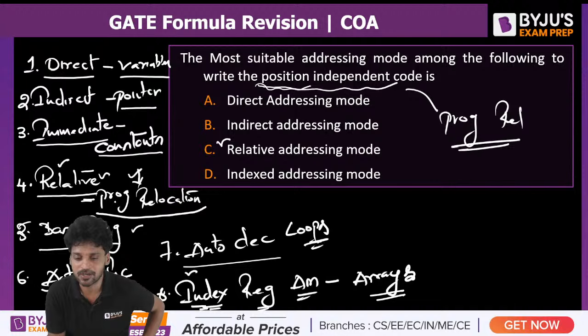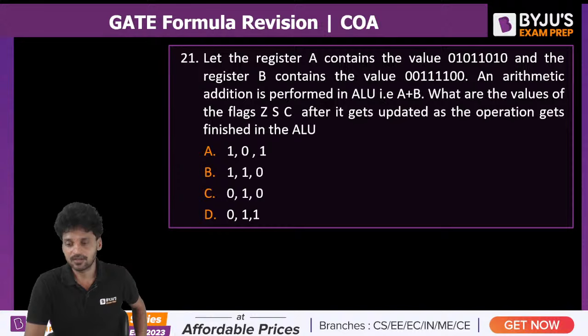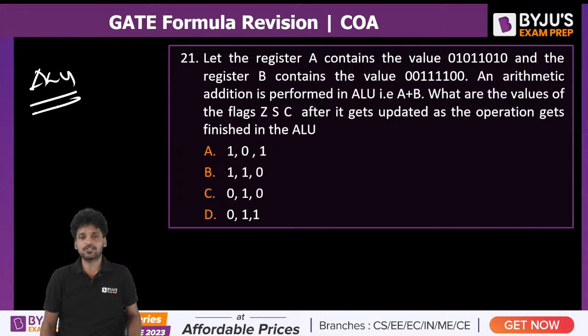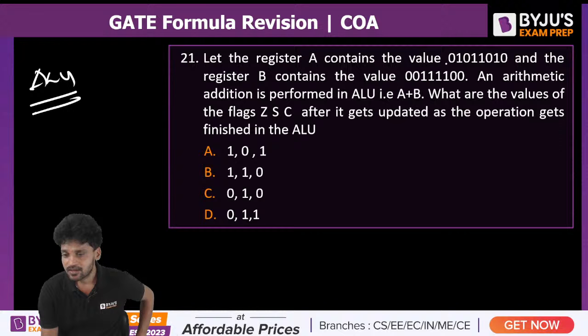Next thing. Let us solve a question on the ALU. Let register A contain some value, and register B contain some other value. An arithmetic addition A plus B is performed in the ALU. What are the values of the flags Z, S, C after they get updated when the operation finishes in the ALU?